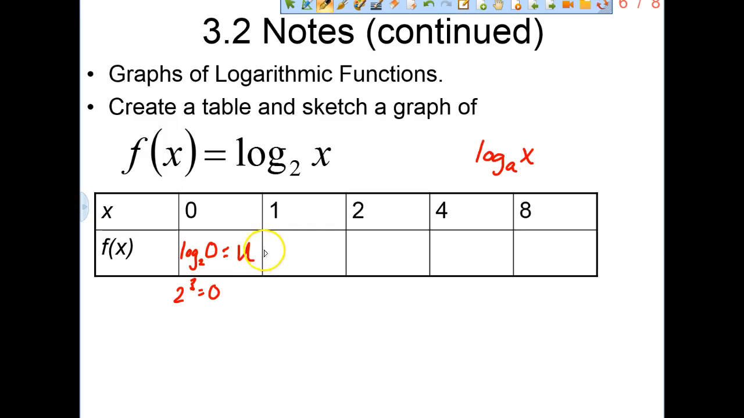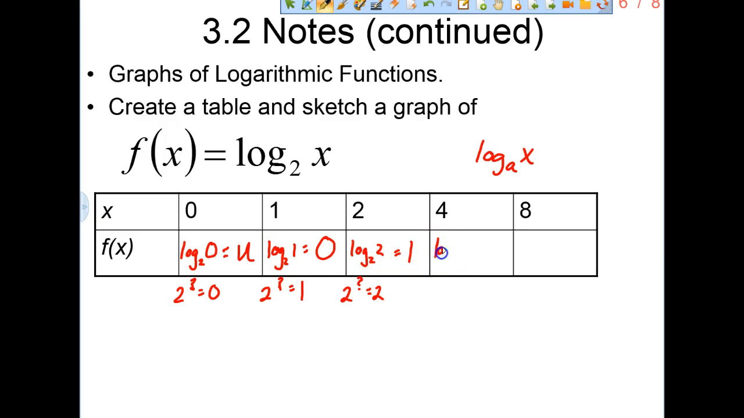All right, now let's plug 1 in. Log base 2 of 1 equals what? Remember, this says 2 to what power equals 1? 2 to the 0 power equals 1. So we get 0. All right, next. The log base 2 of 2. So we're asking 2 to what power equals 2? Well, of course, 2 to the 1st. So the log base 2 of 2 is 1.